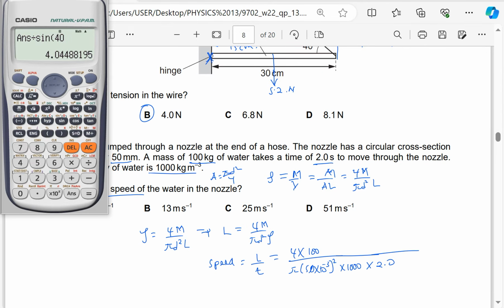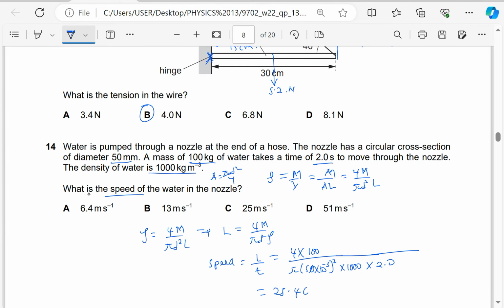So starting with the denominator, I have 2 times 1000 times pi, then times 50 exponent minus 3, and this is squared. So I have 4 times 100, which is 400, divided by the answer. So this is 25.46, or approximately 25. So the answer is going to be C.